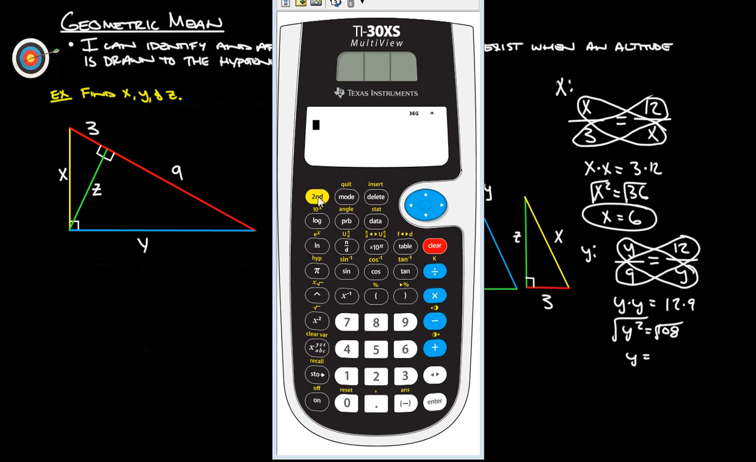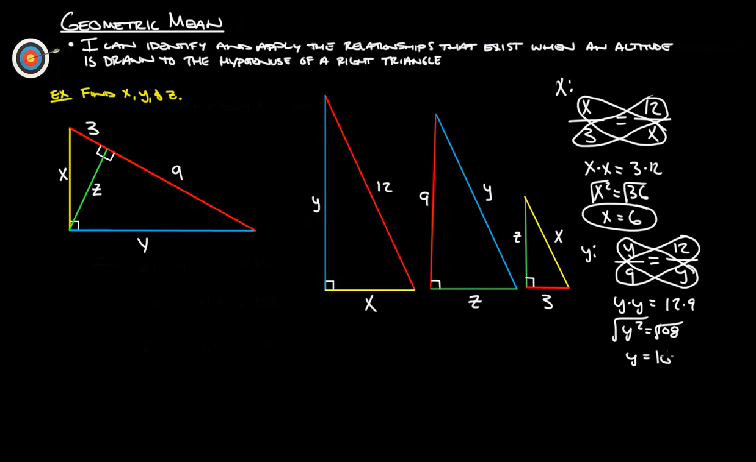So we've got our square root button down here, square root 108. It will simplify it as best it can. I always like decimals, so 10.39. We normally will do these to the nearest hundredth. So we get 10.39. So y is 10.39. Okay, so now we know what the y value is.